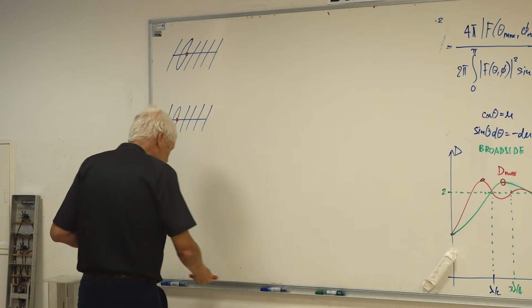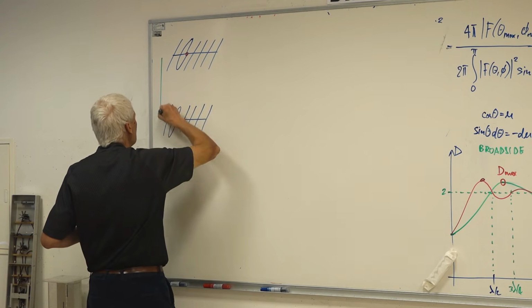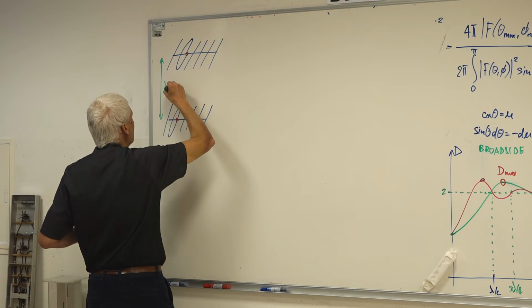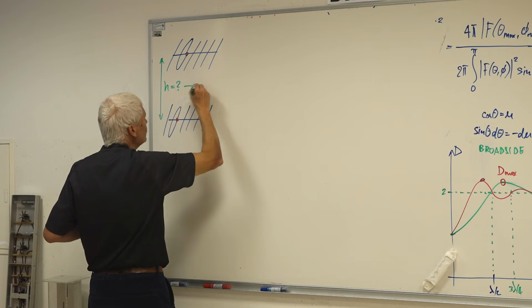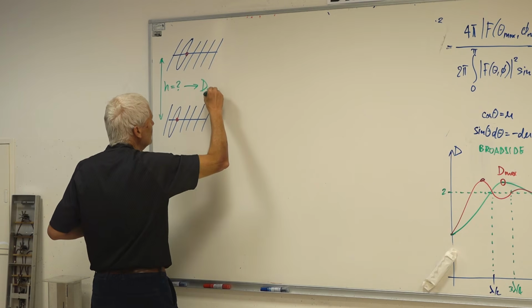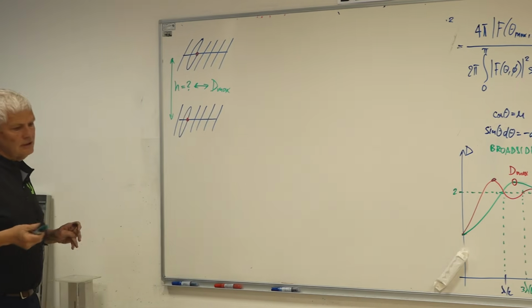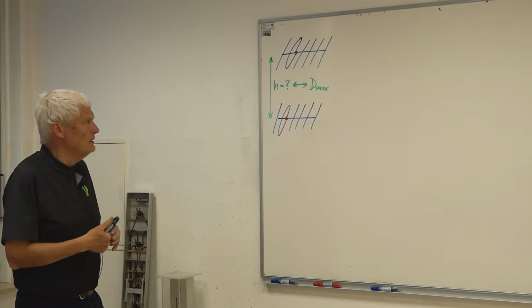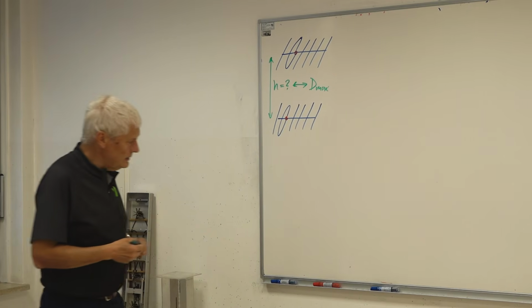Now the question is, what spacing is the optimum? What spacing for what? For maximum directivity. At what spacing should I put these antennas to get the maximum directivity out of such an array? And I have two commercial antennas.